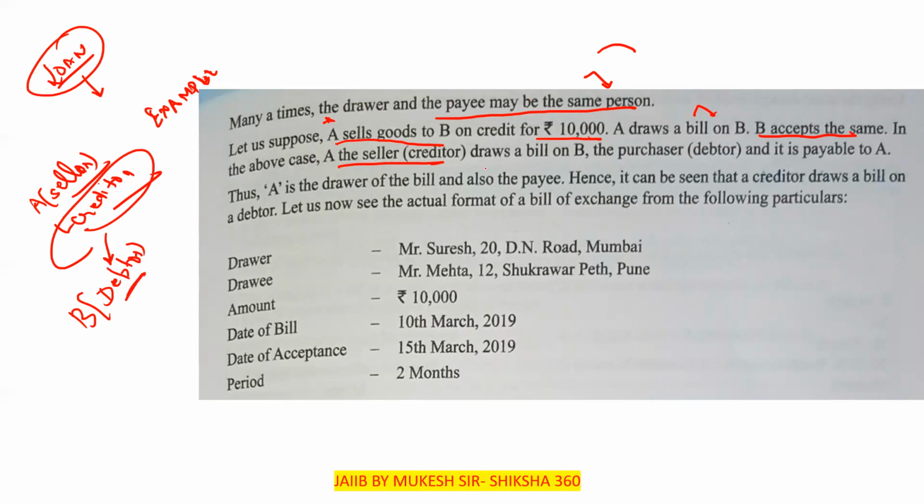A, the seller, draws a bill on B, the purchaser or debtor, and it is payable to A. Thus, A is the drawer of the bill and also the payee. Hence, it can be seen that a creditor draws a bill on a debtor. So let us see the actual format of a bill of exchange from the following particulars.